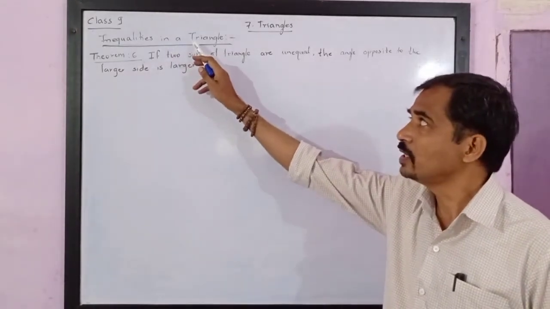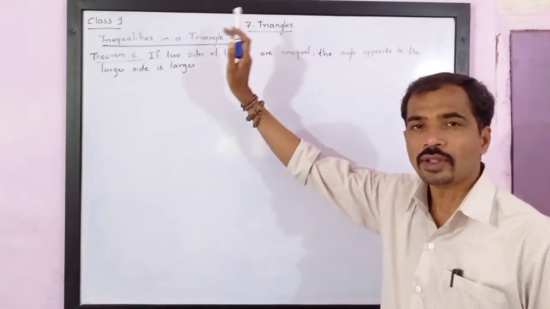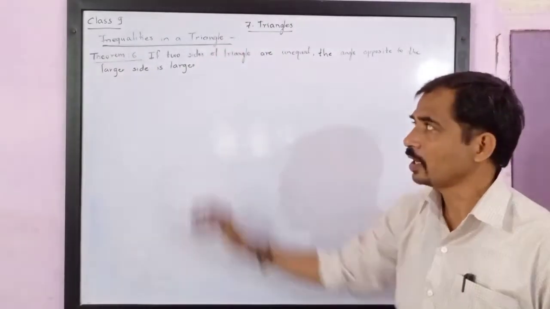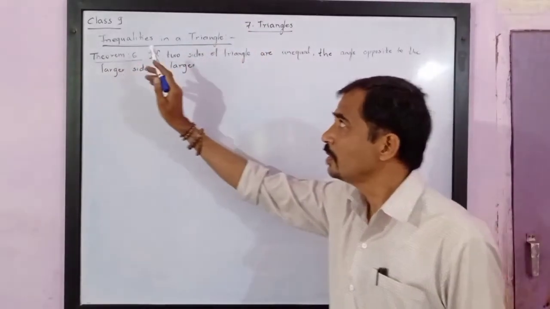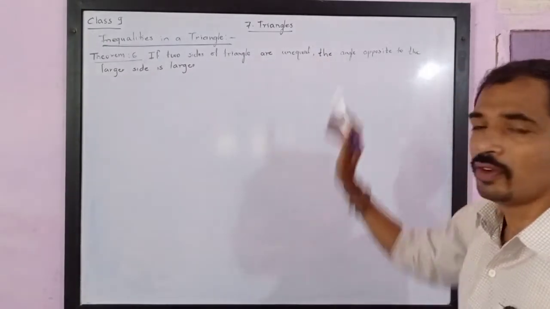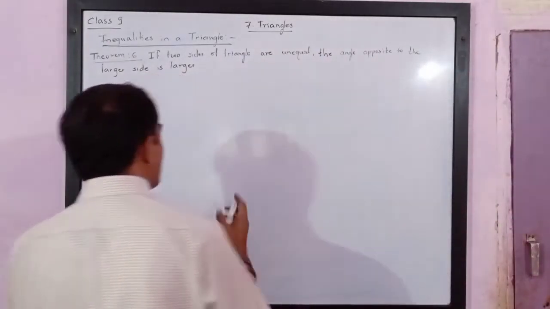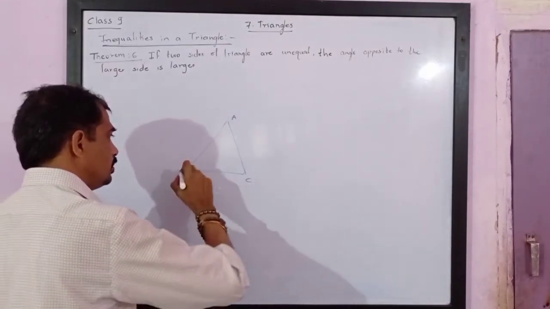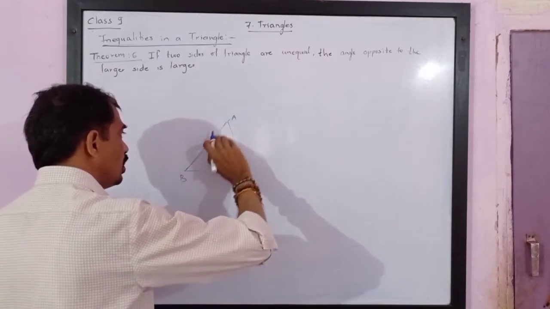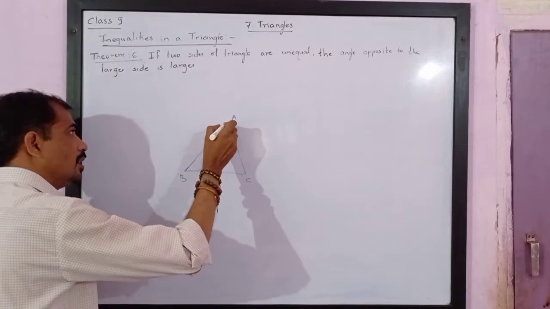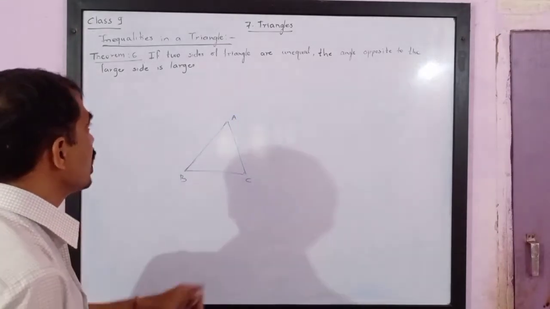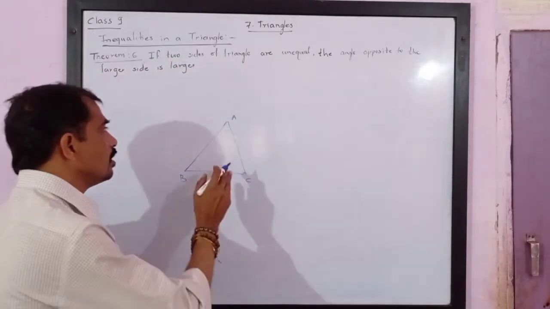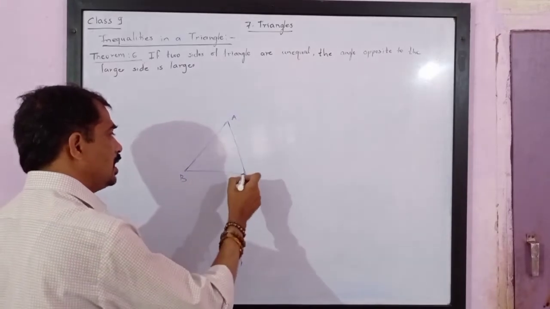Inequalities in a triangle. These are the theorems related to greater side, smaller side, and theorems related to smaller angle, greater angle. In that, the first theorem is theorem 6. If two sides of a triangle are unequal, consider a triangle ABC in which some sides are greater and some sides are smaller. So if two sides of a triangle are unequal, here we are going to consider triangle ABC.